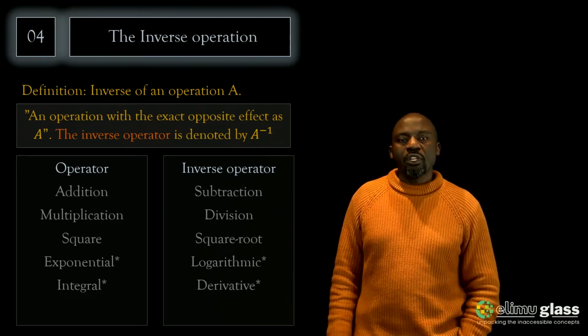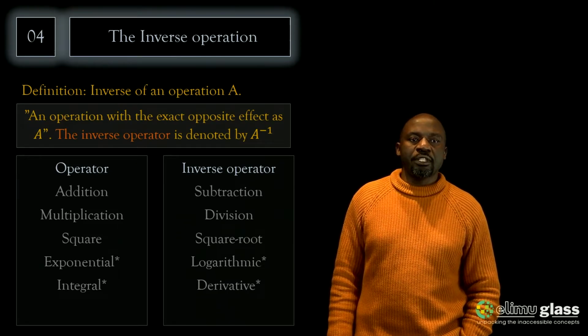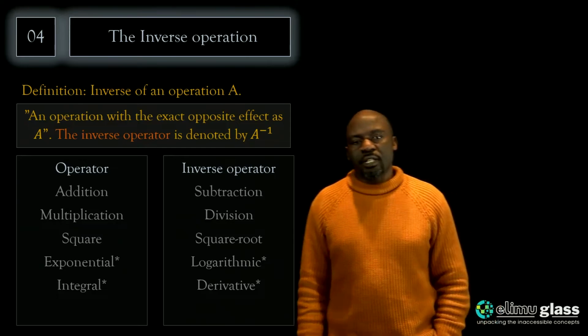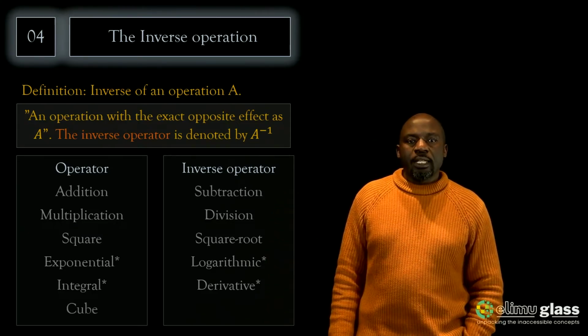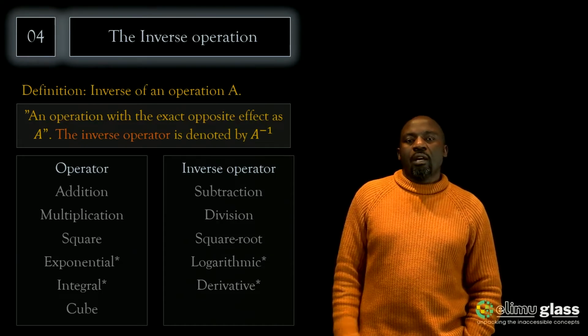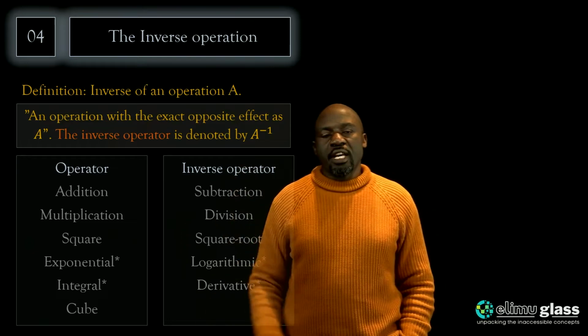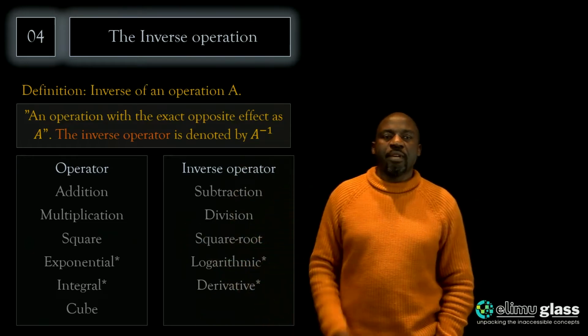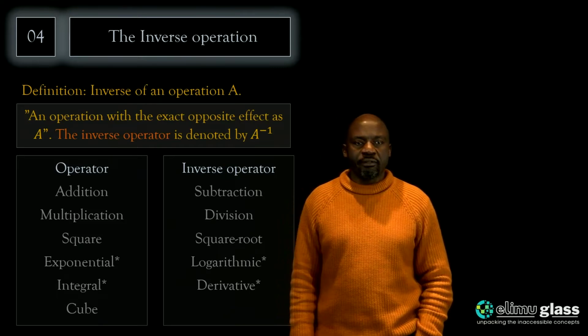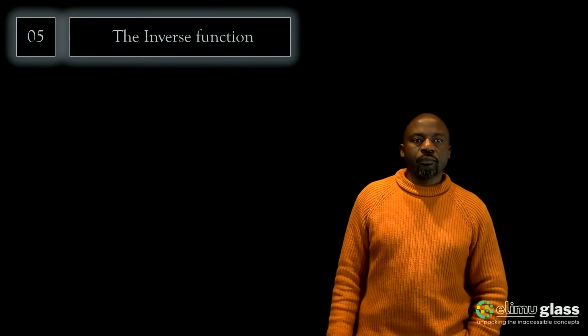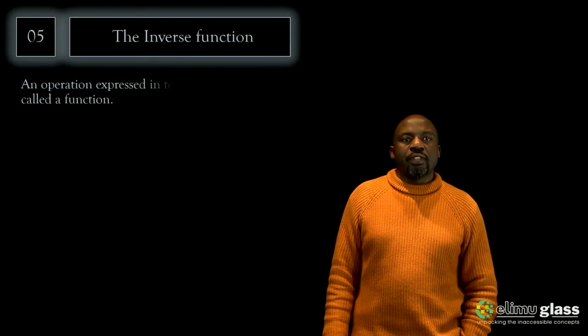Okay? So the process of finding a derivative is the inverse process to that of finding the integral of an expression. All right? Last there is the cube and the cube root. This is not exhaustive. There are very, very many other types of functions or operations and their inverses. Let's move on.